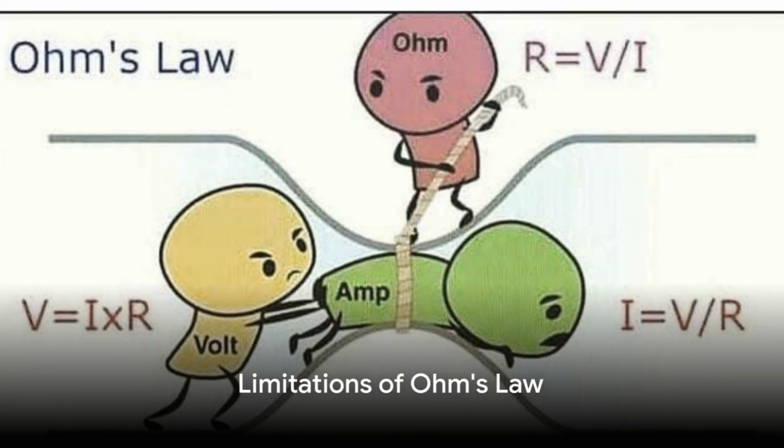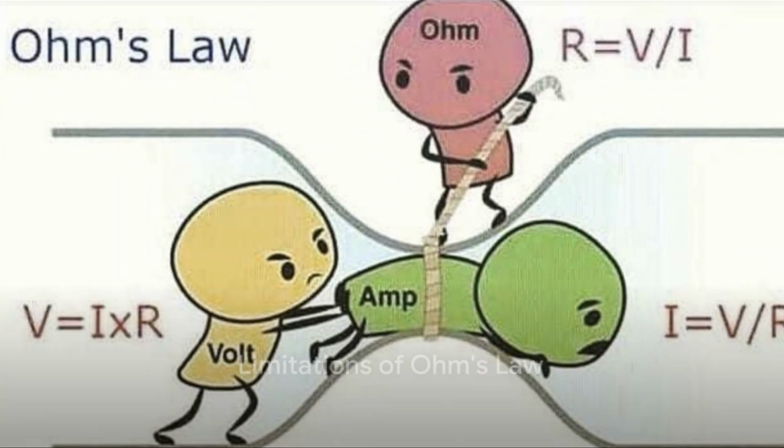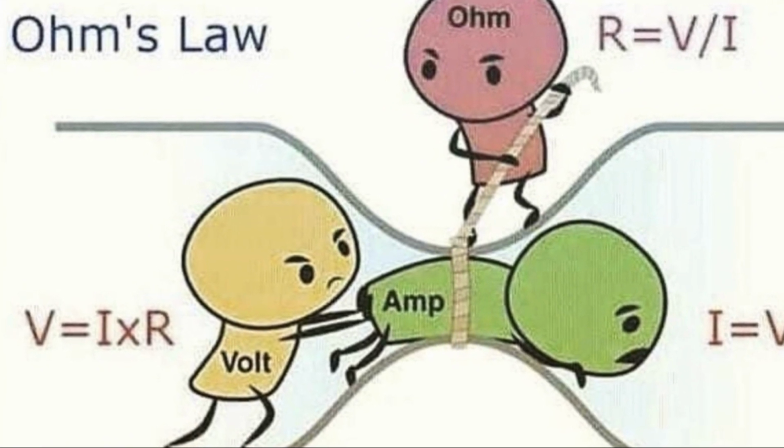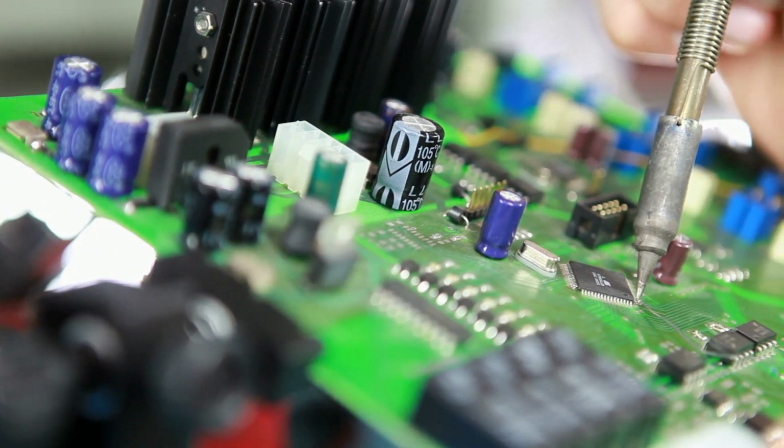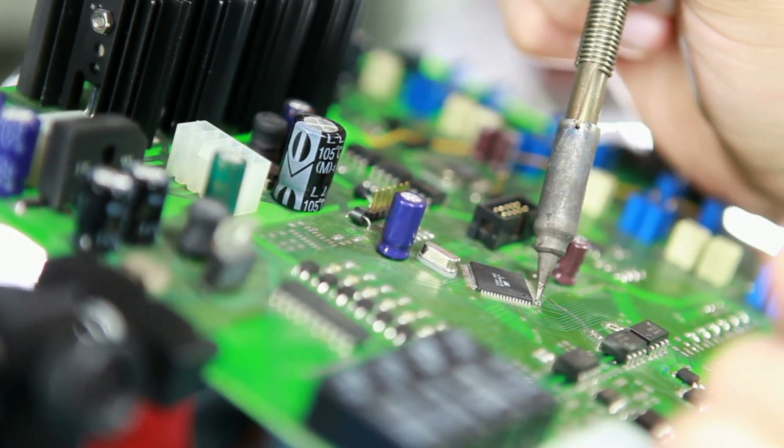But remember, while Ohm's law is a fundamental principle in understanding electricity, it does have its limitations. It doesn't apply to components like diodes and transistors, or when the temperature isn't constant, among other conditions.